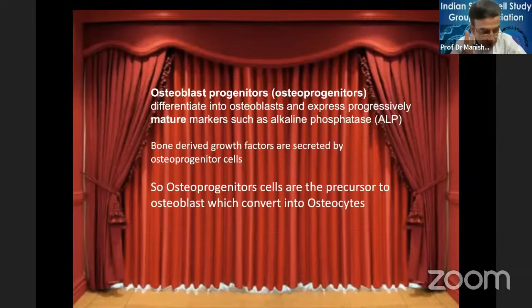Now, two progenitor cells are important for orthopedic surgeons. Osteoblast progenitor cells, the osteoprogenitor cells, differentiate into osteoblasts and progressively express markers. So we see in blood investigations that alkaline phosphatase has been raised. It shows the activity of osteoblastic progenitor cells, and maybe even tumor progression. Bone-derived growth factors secreted by the osteogenic progenitor cell do the job we require. So osteogenic progenitor cells are the precursors to osteoblasts, which convert into osteocytes.